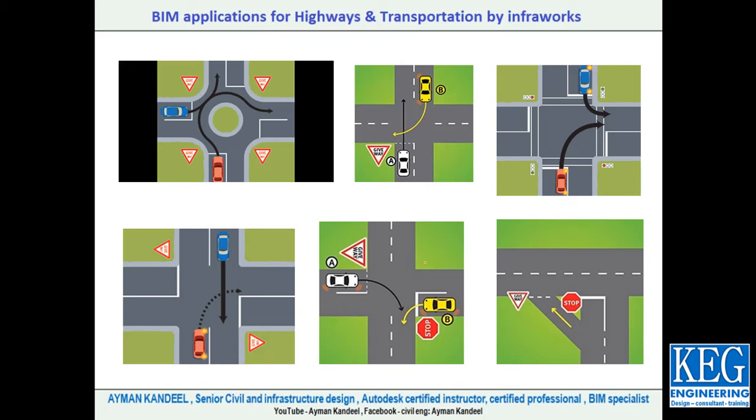If we want to check an example for the yield line, this is our yield line. So if you are going to join this road, you must wait until this road or this vehicle has passed. Until this vehicle has passed, you can join or continue your journey. Okay, this is the meaning of yield line.